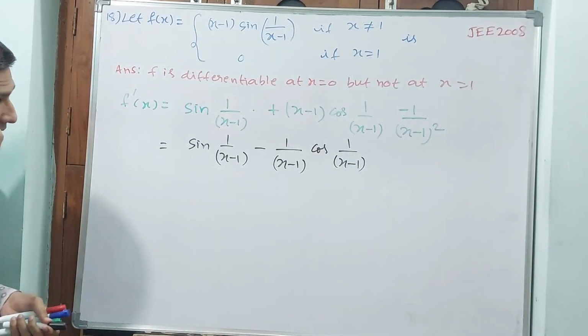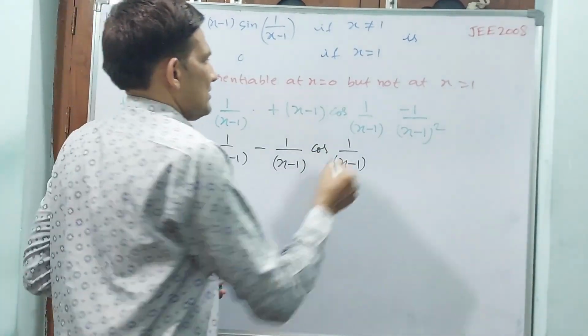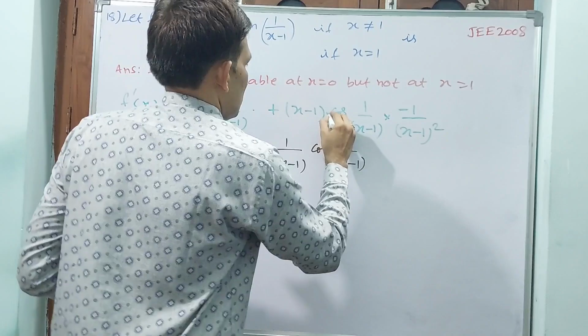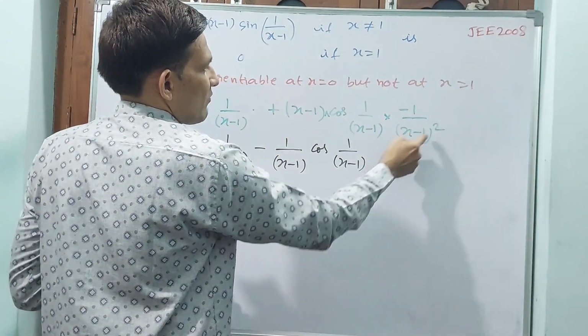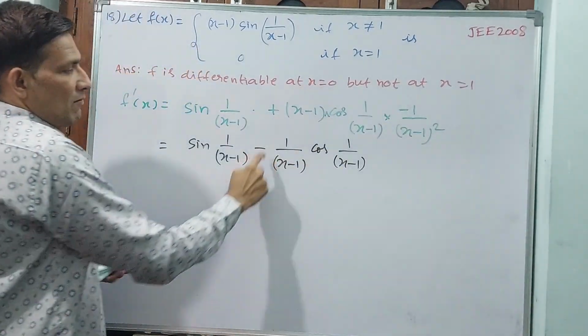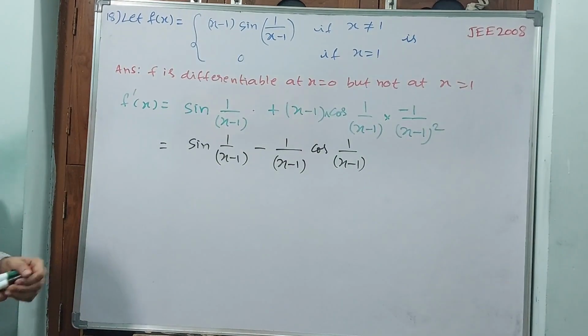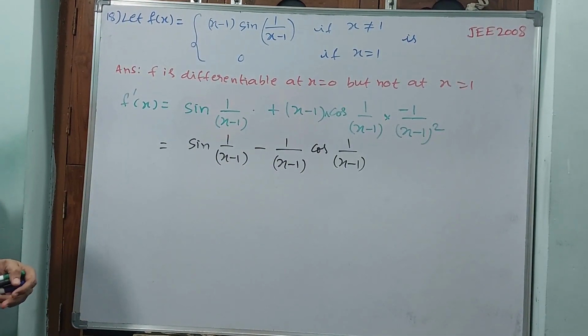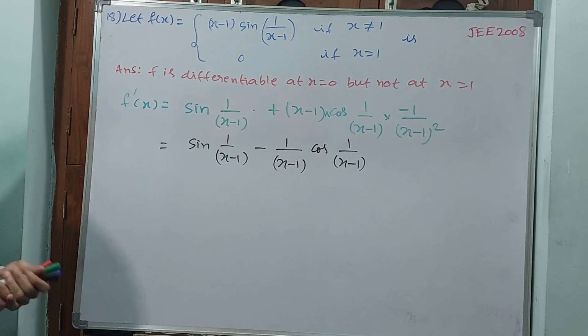Is it okay? Why? Because this is multiplication only here, all multiplication: (x − 1) into 1/(x − 1)². One x − 1 in the numerator gets cancelled, and x − 1 remains. Minus, 1/(x − 1) times cos(1/(x − 1)). Now this is f'(x). Now you go and apply those values.